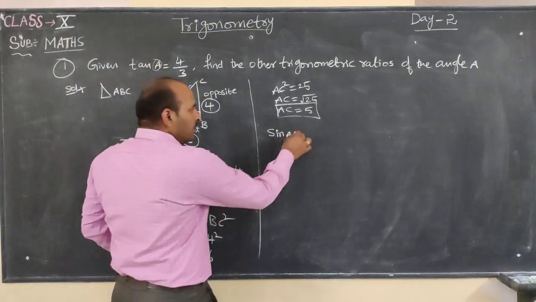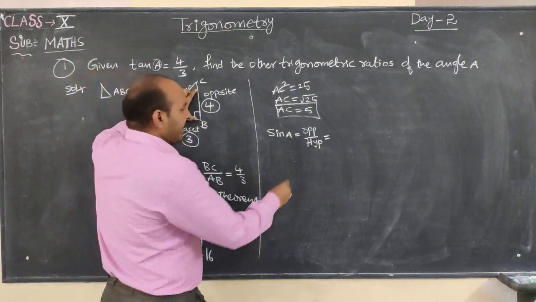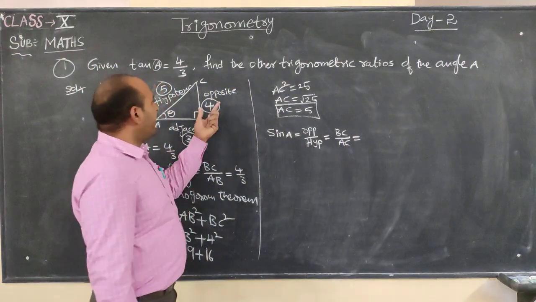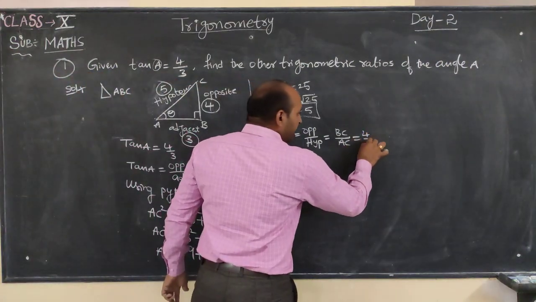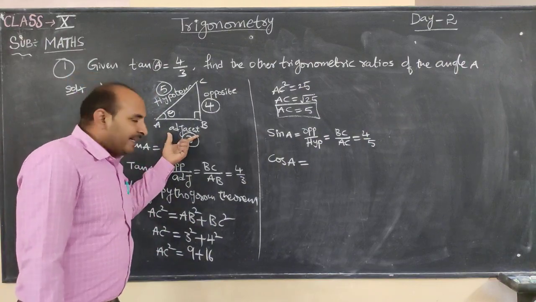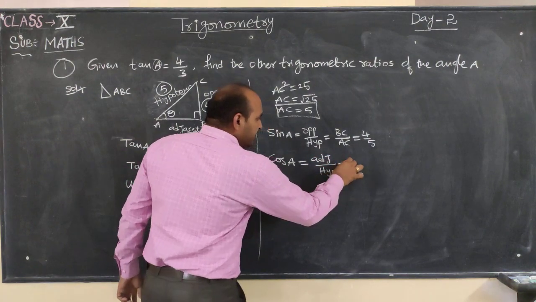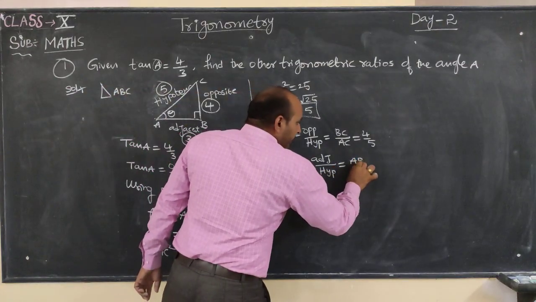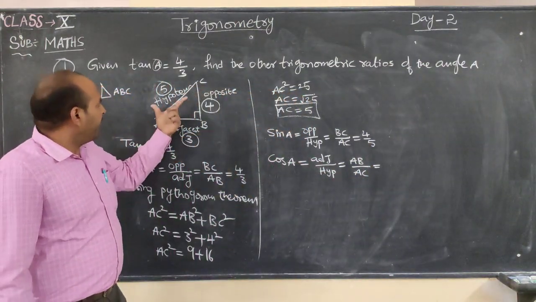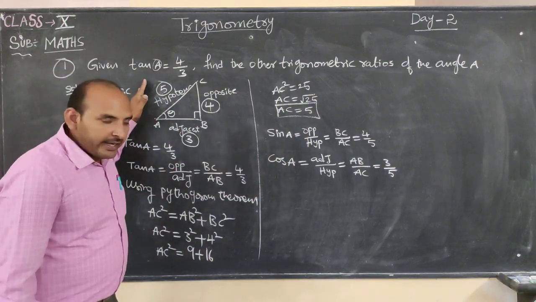Now sin A is equal to opposite side by hypotenuse, which is BC divided by hypotenuse AC, equal to 4 divided by 5. Completed. Now coming to cos A. Cos A is adjacent side divided by hypotenuse. Adjacent side is AB. AB divided by hypotenuse AC, which is equal to 3 divided by 5. So sin A and cos A, along with tan A, are completed.